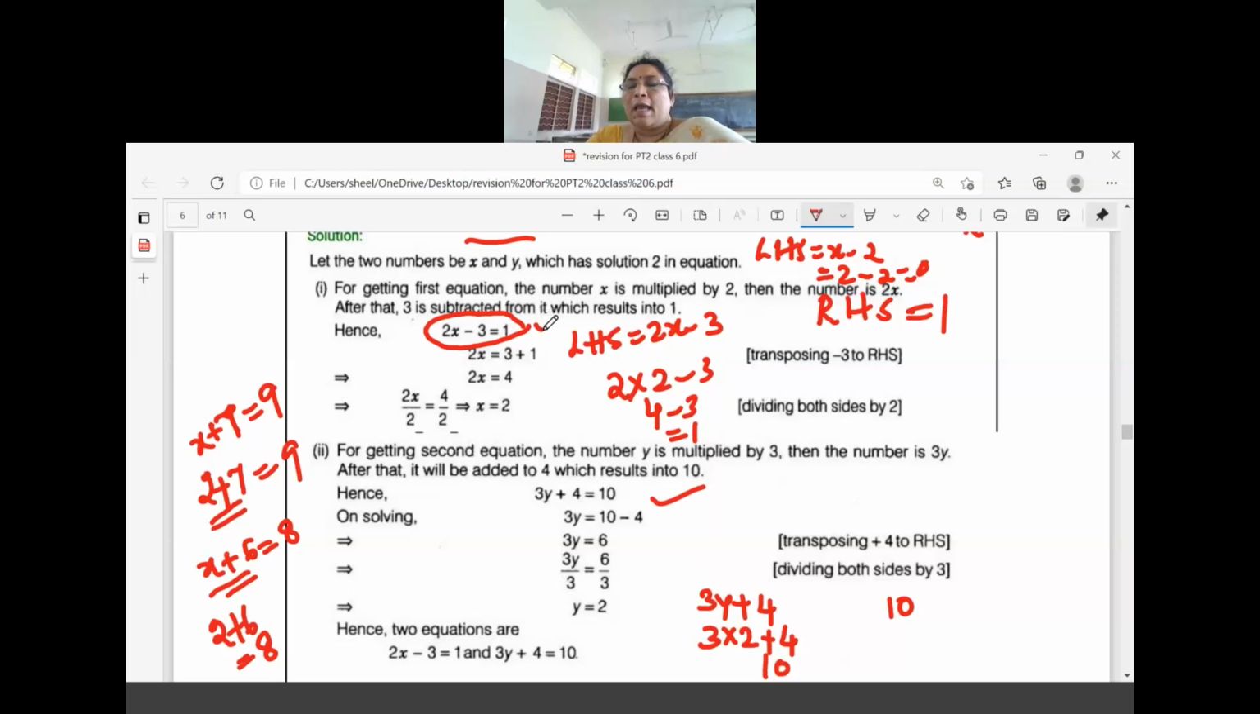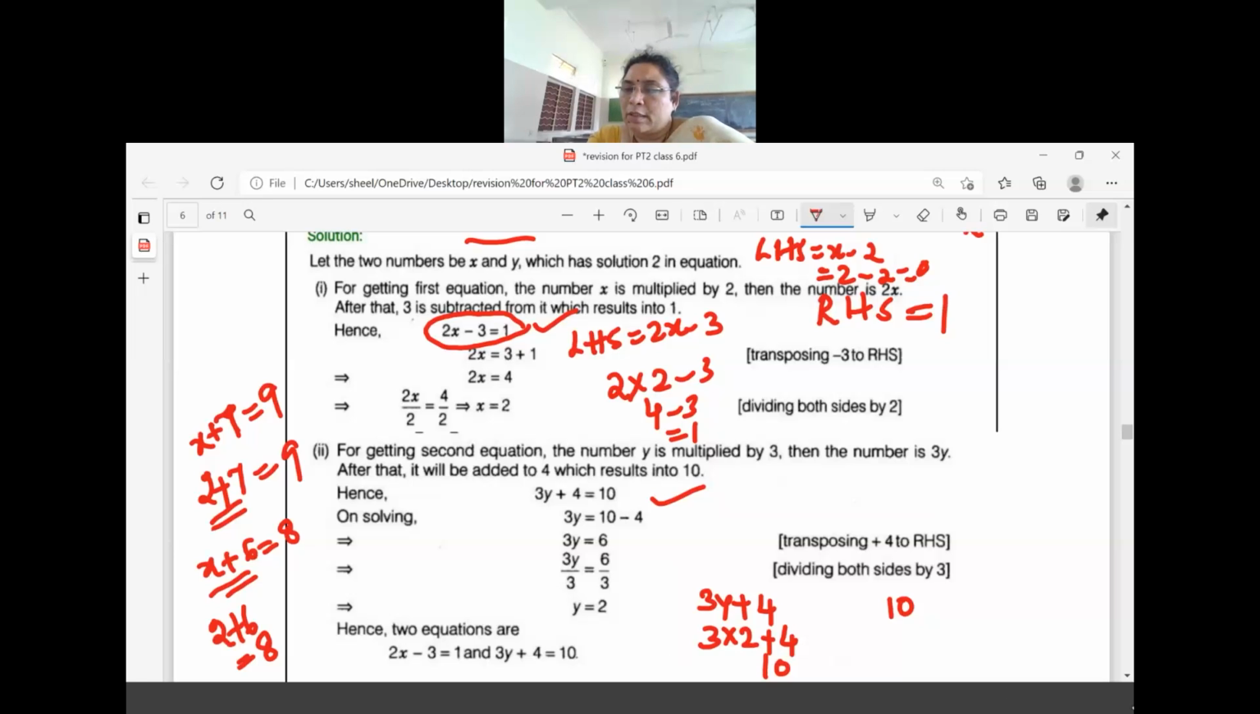One is 2x minus 3 equal to 1 and one is 3y plus 4, and three more equations I have shown, which is easy for you. You should think that 2 should be the solution. That means 2 is added. Then which number will we get? 7. If you take 7, 2 will be added, means 9 we will get, right? So x plus 7 equal to 9. Now if I take 6, then 2 will be added, 8 only we will get. So I got x plus 6 equal to 8. Like that you can think.